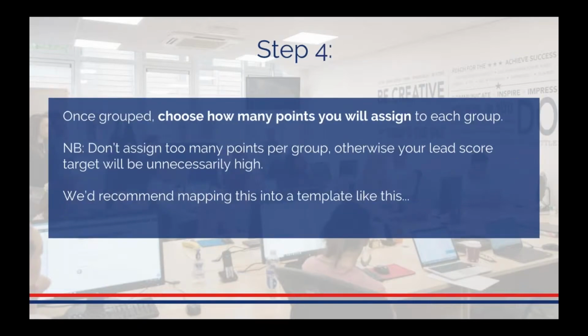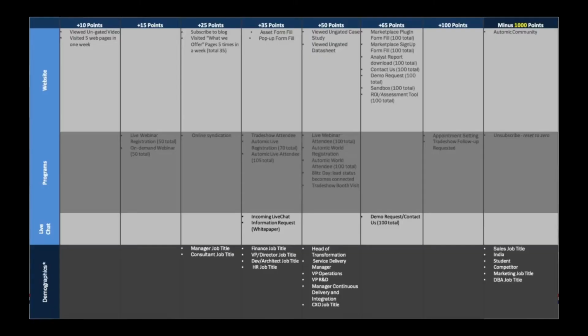Once you've grouped them together, that's the point at which you can start to think about how many points you want to assign to each group. Don't assign too many points per group though, otherwise you'll end up with a massive lead score goal at the end, which isn't ideal. So try to keep it reasonable. I think 100 is a fairly good lead score to aim for, and that's what we've got in the example here. So this is an example of a model that I would suggest you use when you're putting this together.